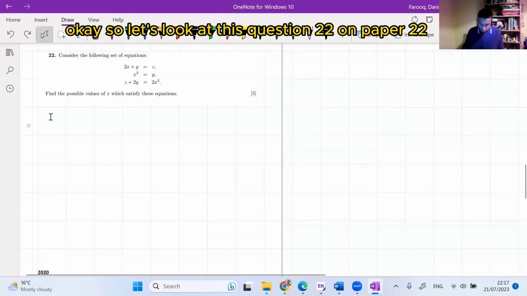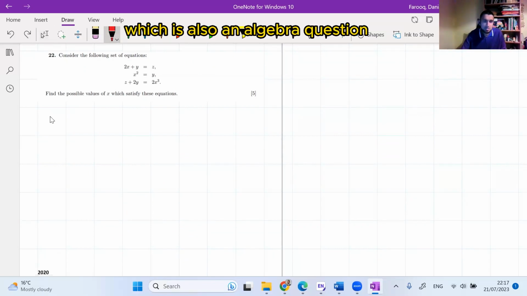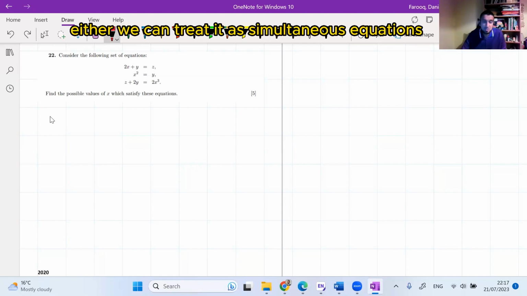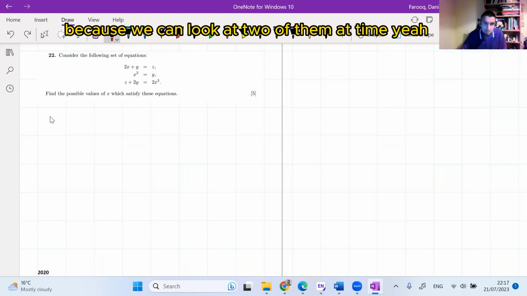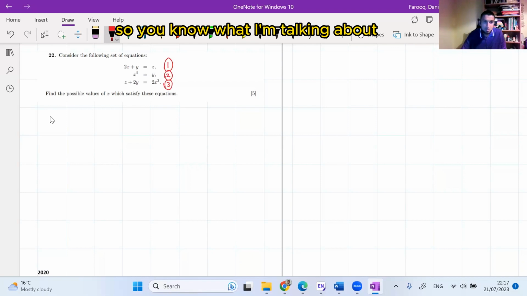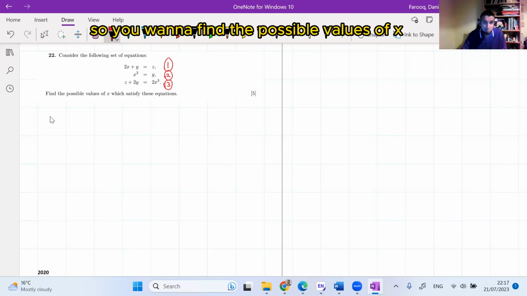Okay, so let's look at question 22 from paper 22, which is also an algebra question. So we have 3 equations. However, we can treat it as simultaneous equations because we can look at 2 of them at a time. We'll label them as 1, 2, and 3, just so you know what I'm talking about. So let's start by looking at the first one. We want to find the possible values of x which satisfy these 3 equations.